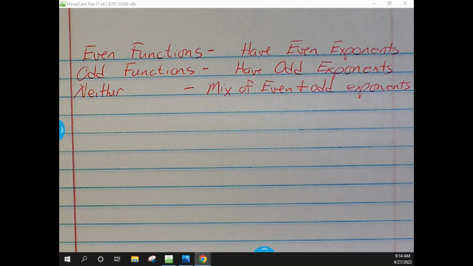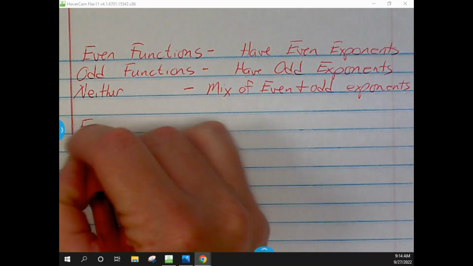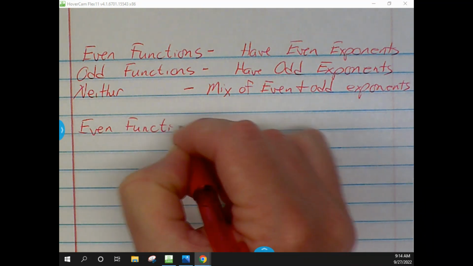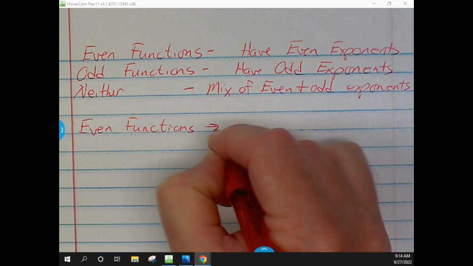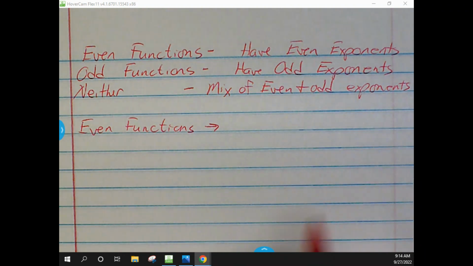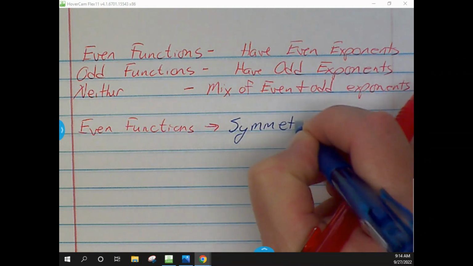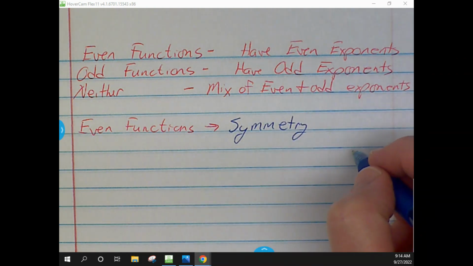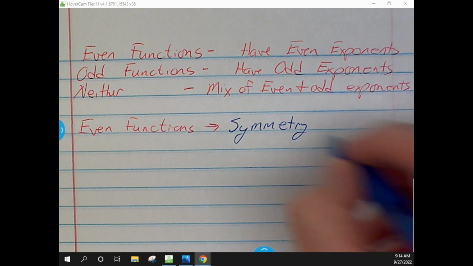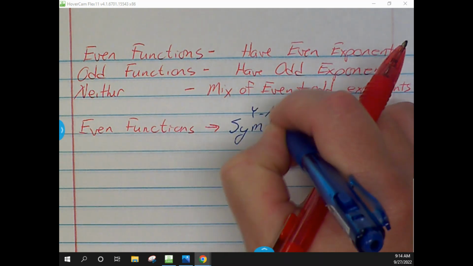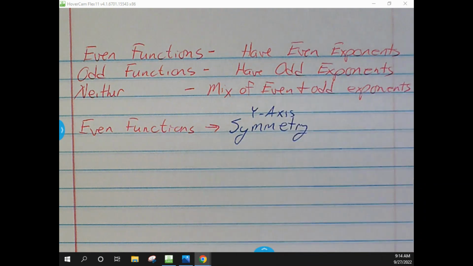Now, the one thing that they kind of tie in with this one, if you have even functions, even functions have symmetry about the y-axis, or what would have been better to say, y-axis symmetry. My bad. So even functions have y-axis symmetry.